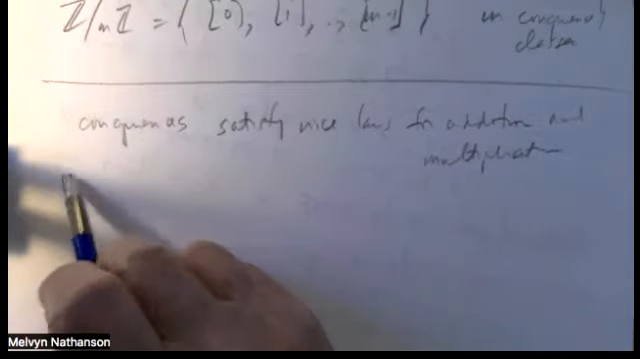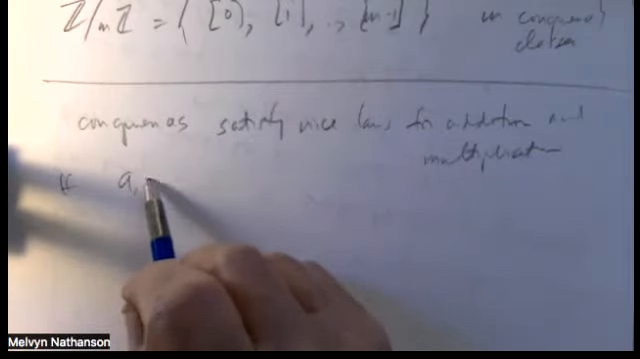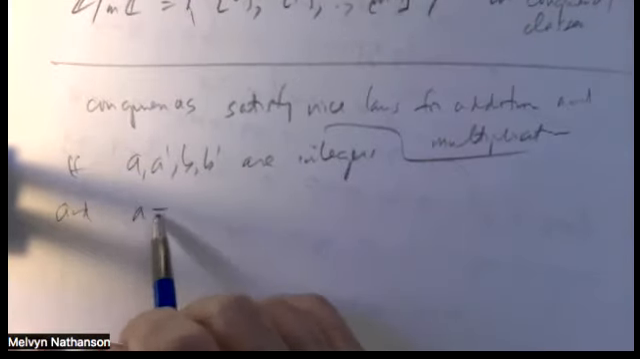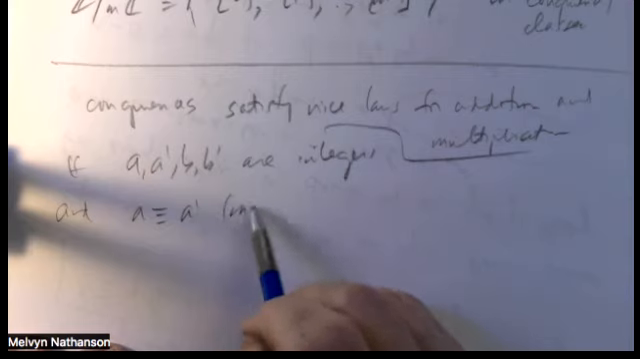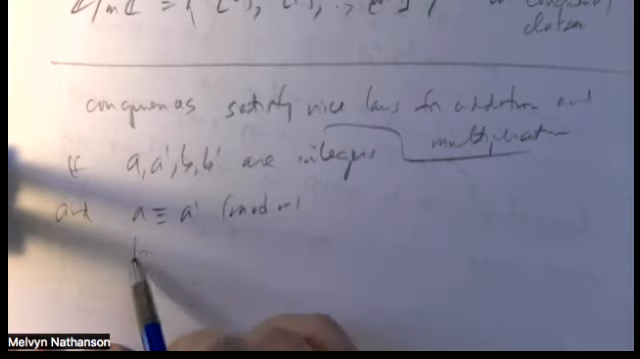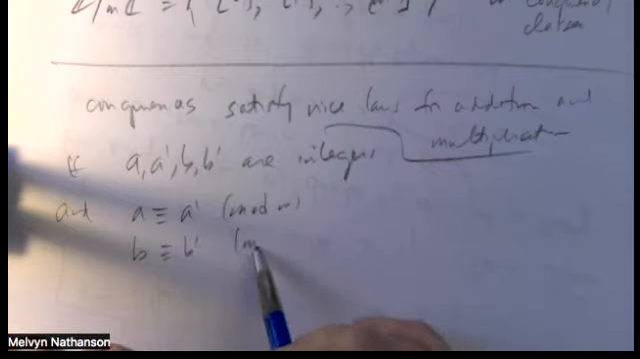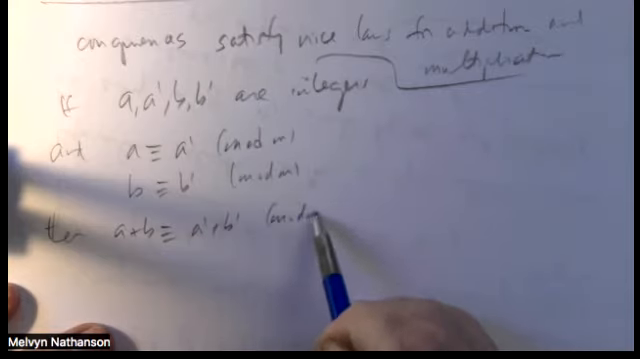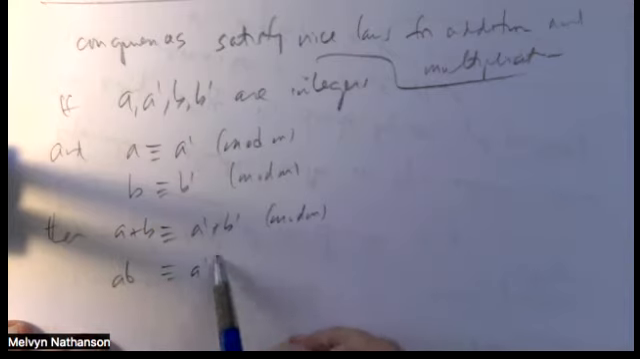For example, if a and a prime, b and b prime are integers, and a is congruent to a prime mod m, and b is congruent to b prime mod m, then you can add the congruences. a plus b is congruent to a prime plus b prime mod m. And you can multiply the congruences. a times b is congruent to a prime times b prime mod m.